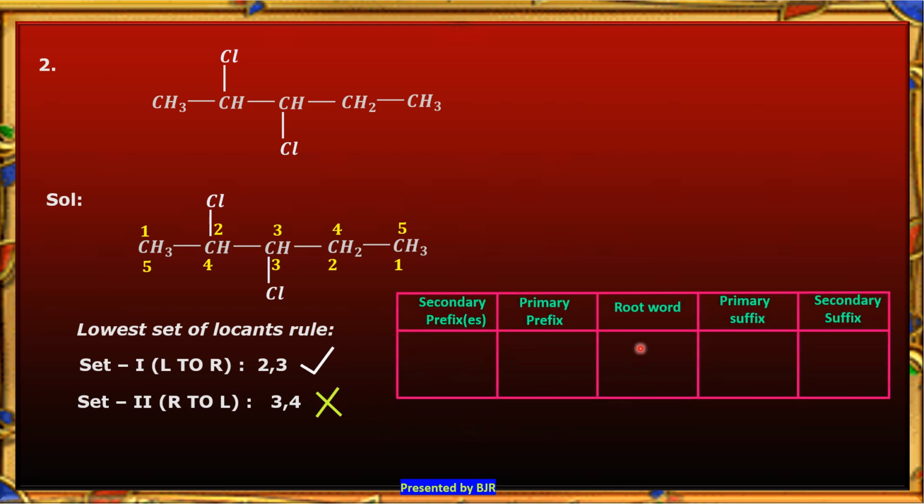Now the root word is pent, ane, and the secondary prefix is chlorine. Two chlorine atoms are there from left to right. You see here, the second and third carbon atoms are bearing two substituents, that is chlorine atoms. So the IUPAC name of this alkane is 2,3-dichloropentane. 2,3-dichloropentane.